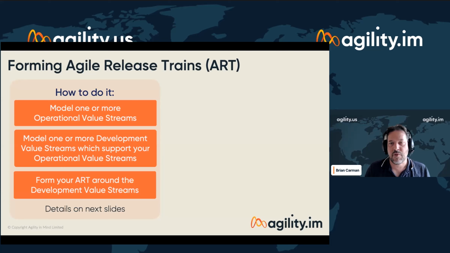So what I'm going to do is step you through how operational value streams and development value streams relate to Agile Release Trains, and this is the model that we would suggest. I'm going to go through this in more detail over the next few slides, but just to give you a heads up on the process: the idea is to identify one or more operational value streams, then one or more development value streams associated with that operational value stream, and then we think about how we can form our Agile Release Train around those development value streams. As I say, we'll work through that on the following slides.